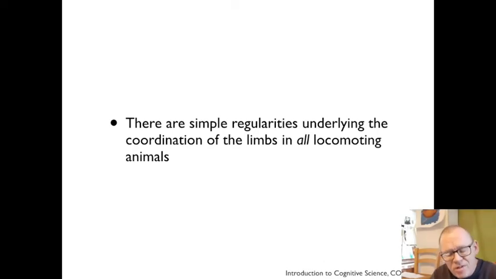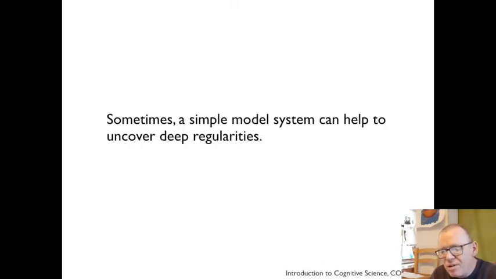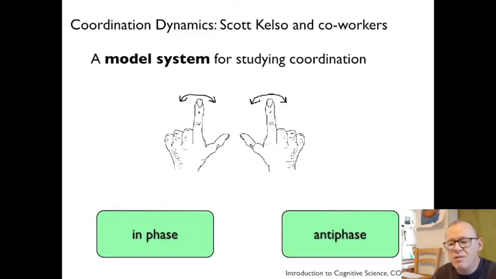Now, observing these kinds of regularities led to the development by an Irishman called Scott Kelso of a simple model system that can help to uncover these deep regularities. It's a model system, so it's something we can readily do experiments with. We can develop a mathematical model of, and it's been very influential. The model system in question is obtained by getting your two fingers and wagging them at the same frequency.